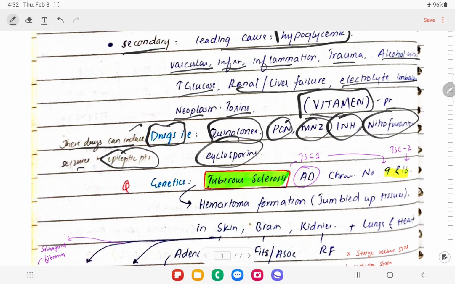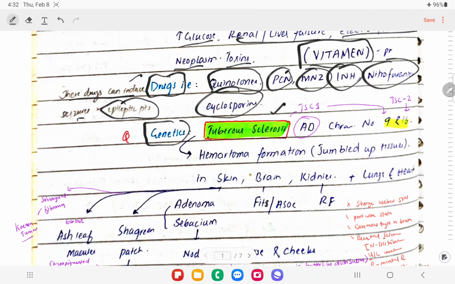Okay, so let's talk about the genetic part of seizures. We have two syndromes: one is called tuberous sclerosis, and the second one is called Sturge-Weber syndrome. These two neurocutaneous disorders are related to epilepsy, right? So let's talk about these two neurocutaneous disorders. All right.